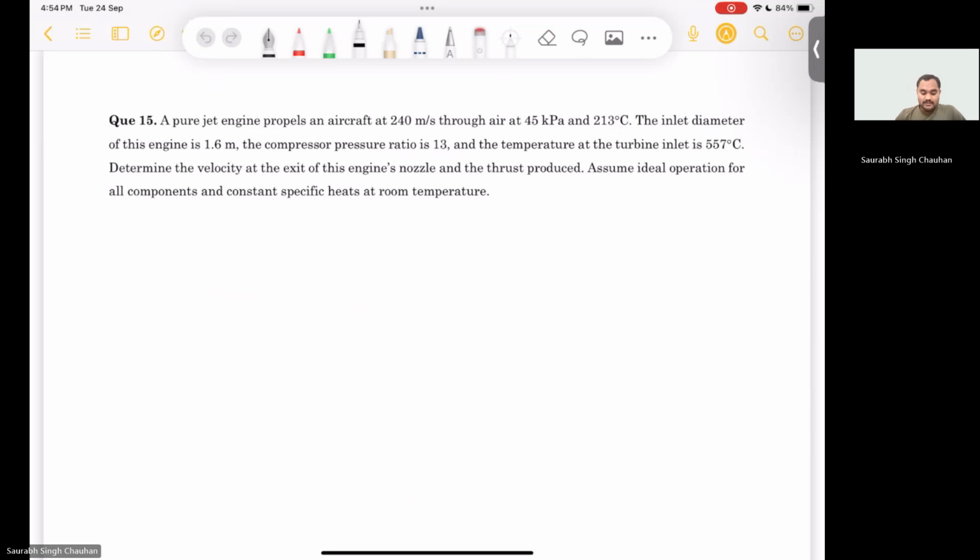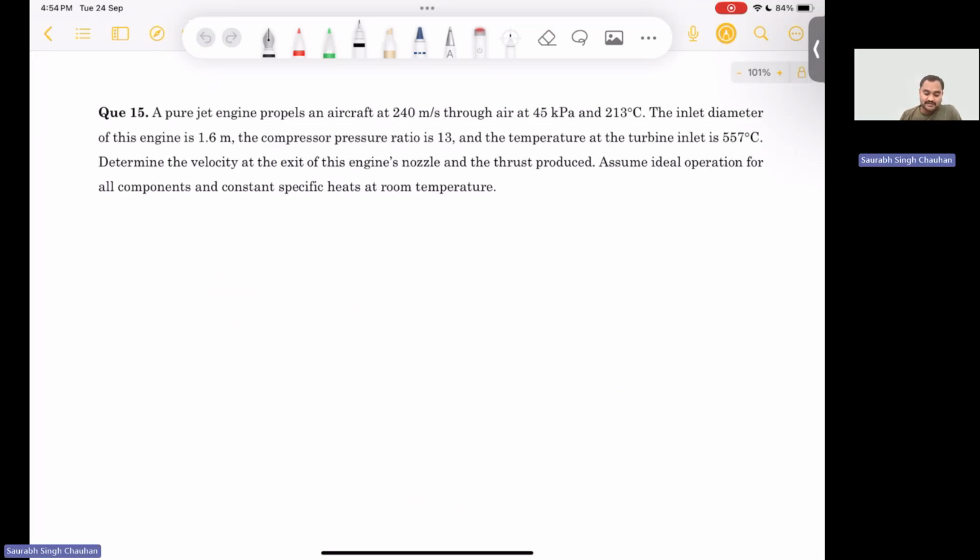Okay, question 15. It says that a pure jet engine propels an aircraft at 240 meter per second through air at 45 kilopascal, and temperature is 213 degrees Celsius. So again, there is a mistake. It should be minus 13 degrees Celsius. The inlet diameter of this engine is 1.6 meter. The compressor pressure ratio is 13. The temperature at turbine inlet is 550 degrees Celsius. We have to find the velocity at the exit of engine's nozzle and the thrust produced. And we can assume ideal operation for all components and constant specific heat at room temperature.